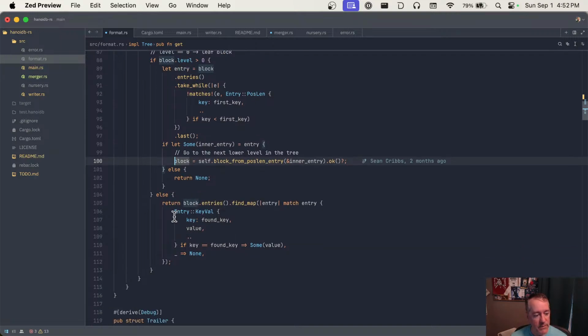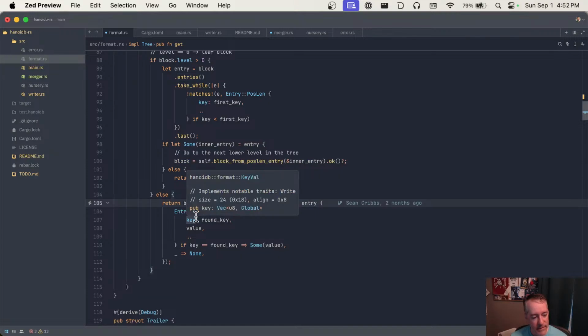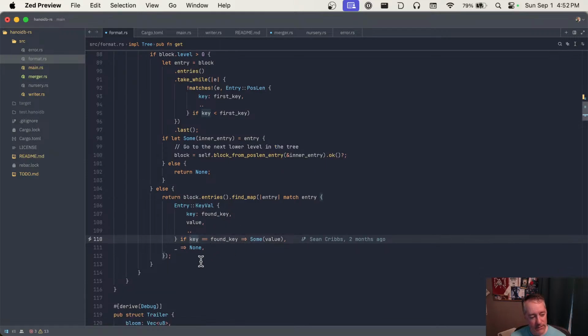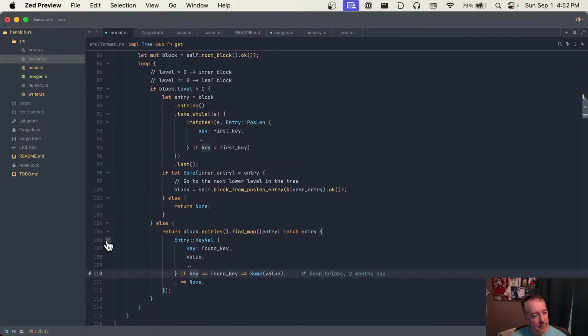And then once it's at level 0, we iterate over the entries in there because they should all be key value entries or tombstones. And yeah. Notably, this uses find map on entries, and it doesn't bail early if the found key is greater than the key, which we should do, but that's okay.